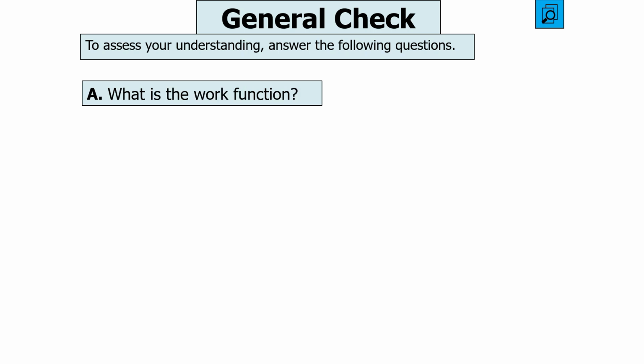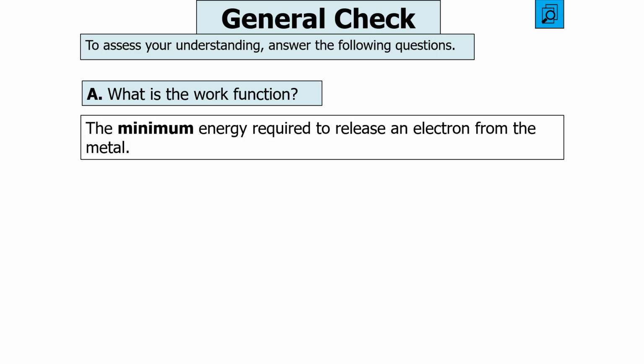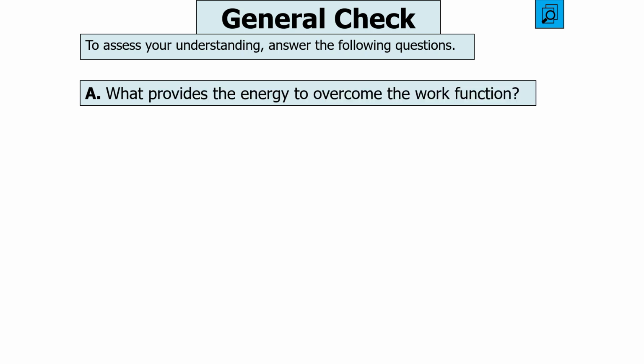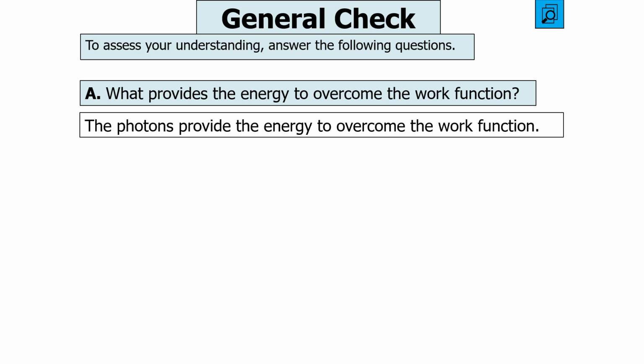What is the work function? It is the minimum energy required to release an electron from the metal. What provides the energy to overcome the work function? The photons provide the energy to overcome the work function.